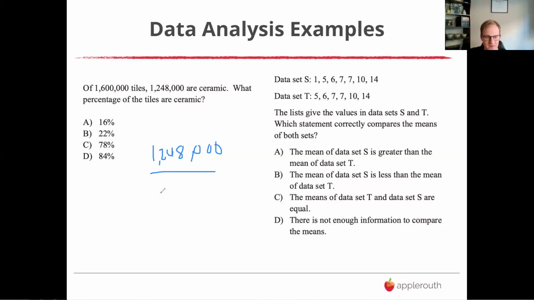This first one is just a proportions question, and not even that. 1,248,000 out of 1,600,000. They're just saying, this is what percent of that. So all you need to do is divide them, right? And then you'll get a decimal and you multiply it by 100. So literally just take this and divide it by the total. That's percentage in this instance.